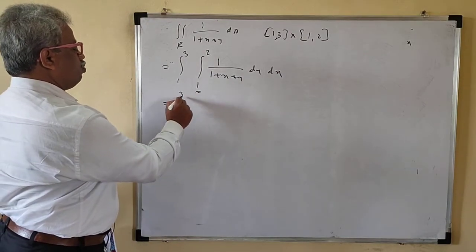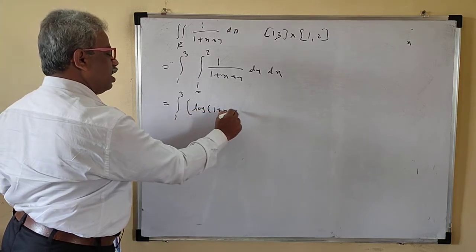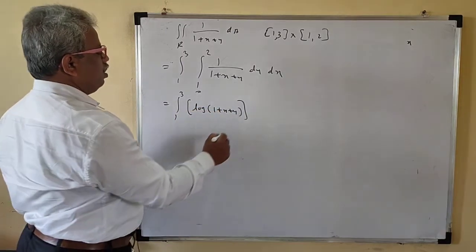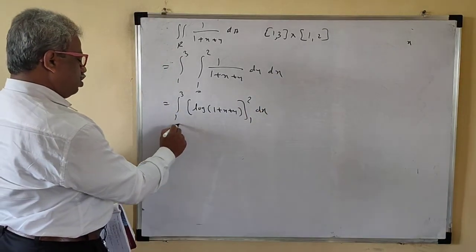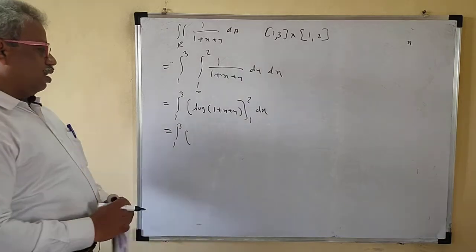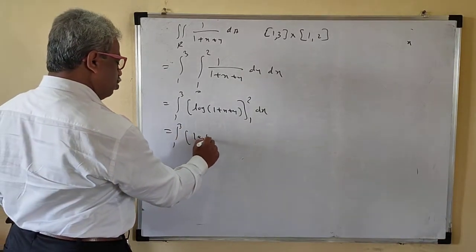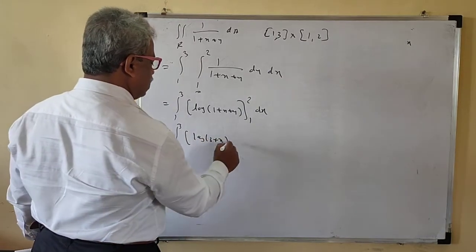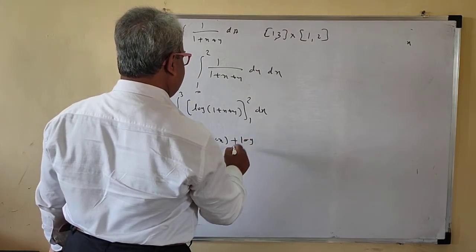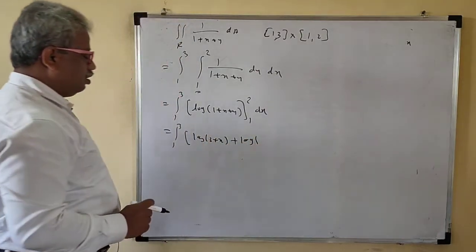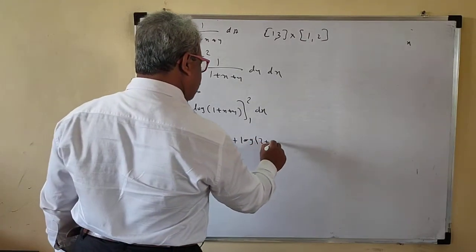This is 1 to 3. So instead of ln we will write log of 1 plus x plus y, from 1 to 2, dx. Now we will write y as 2. So this is log of 3 plus x, plus log of 3 plus x, plus log of 2 plus x.